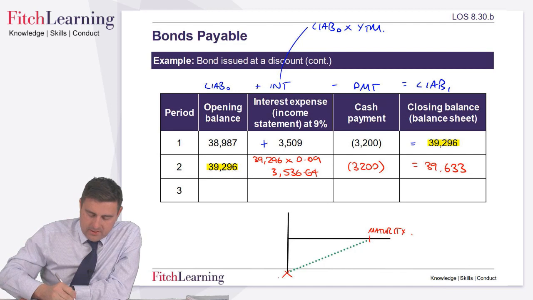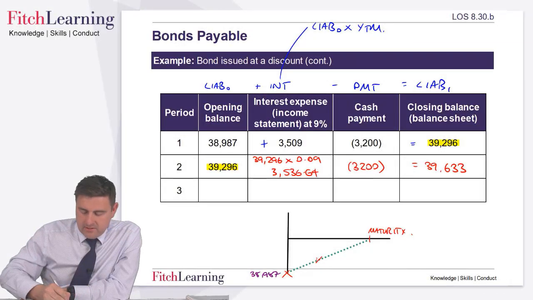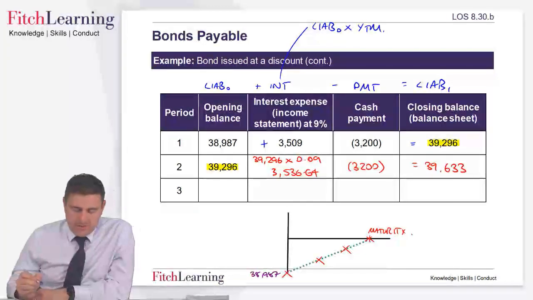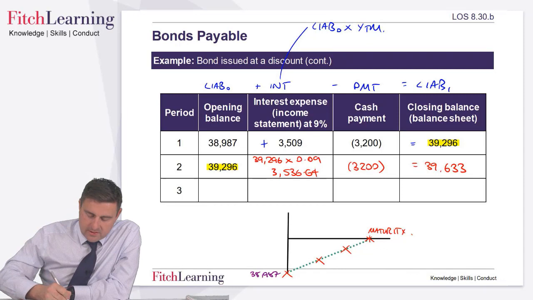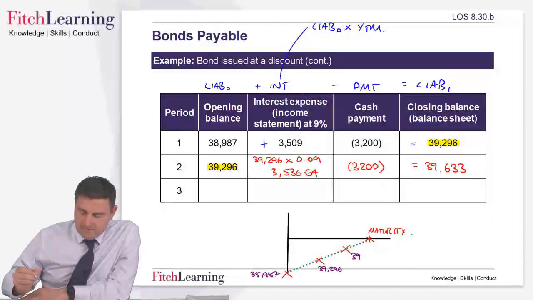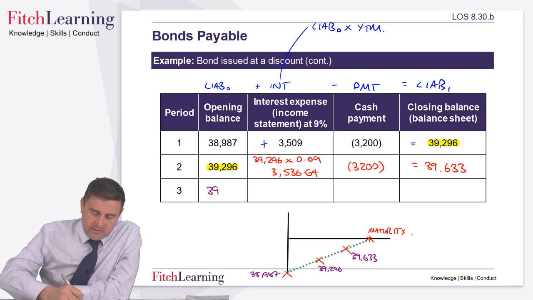It was issued at 38,987. And then we've got a balance sheet liability, end of year one, end of year two, and then end of year three. And you see there that what's happening, it's going from 38,987 to 39,296, from 39,296 to 39,633, and then from 39,633, you're going to find like this.